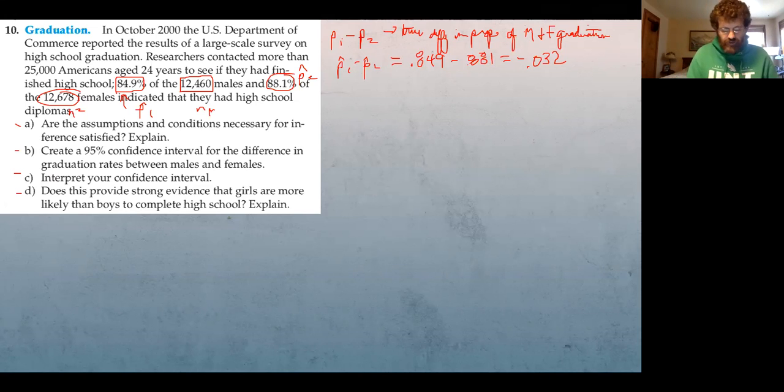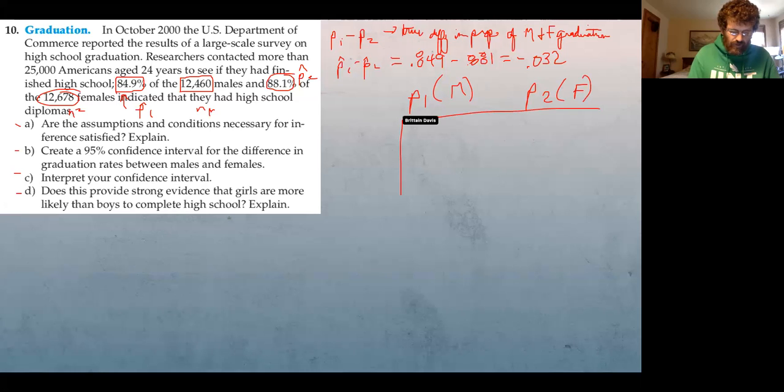And we want to check the conditions and assumptions for inference. So I'm going to do it this way. I'm going to have p1 and p2, male and female. Then we've got random, 10%, and normal, which is our large counts.